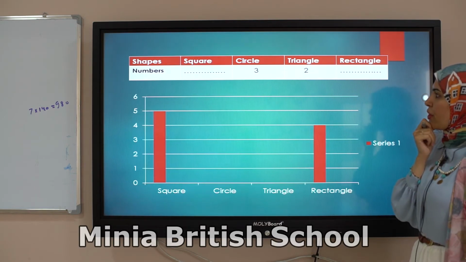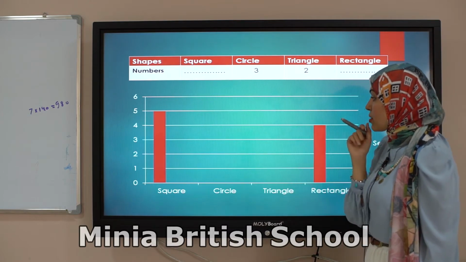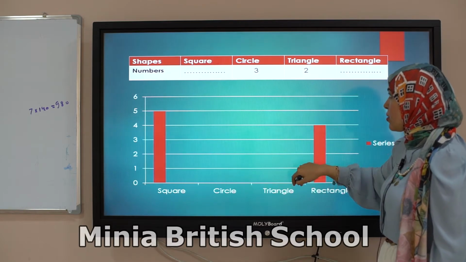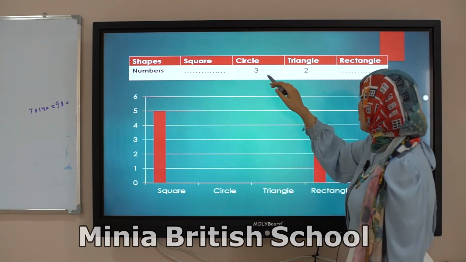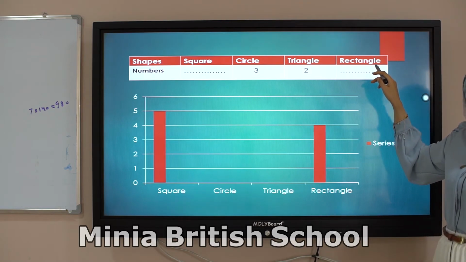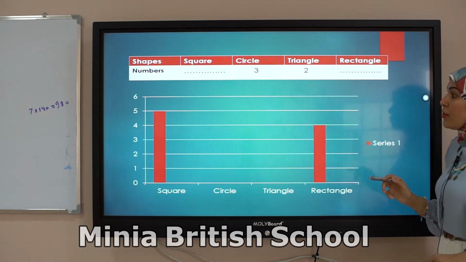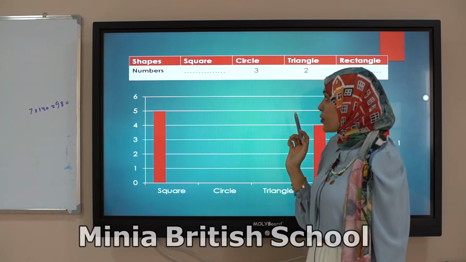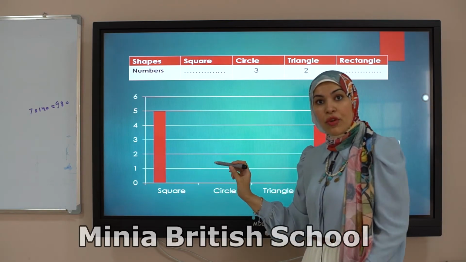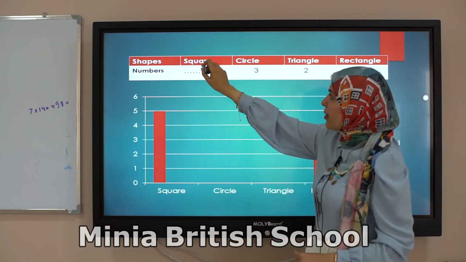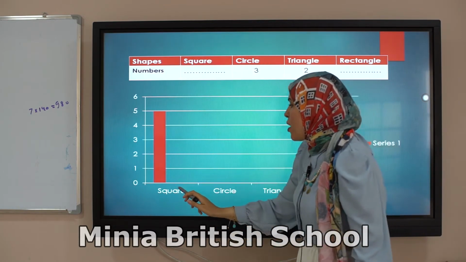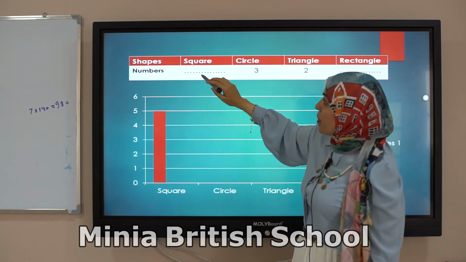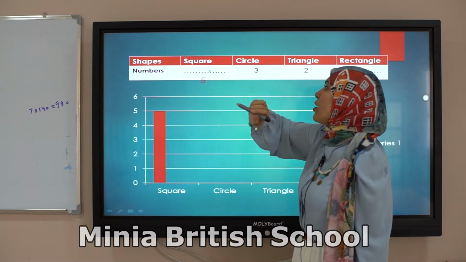Okay, here, oh my God, look at this table and look at this graph. This is not completed. I don't have colored lines here, and here I don't have the number of squares, and here I don't have the number of rectangles. Oh, okay. Here in square I don't have the number of squares, but here in the graph I have the number. So here in the square I represent the data in the table. Okay, I look at square. I have here 5 squares. So I write under square number 5.